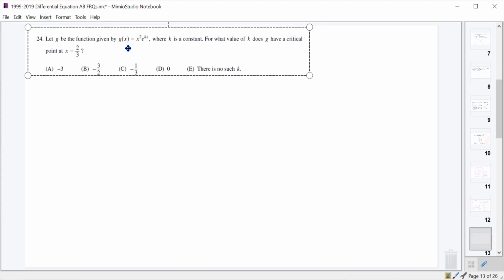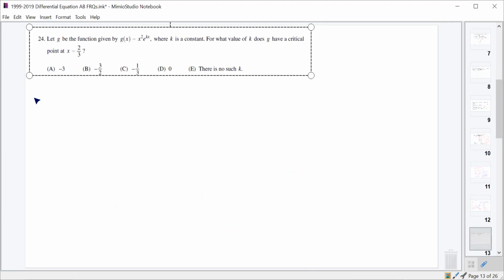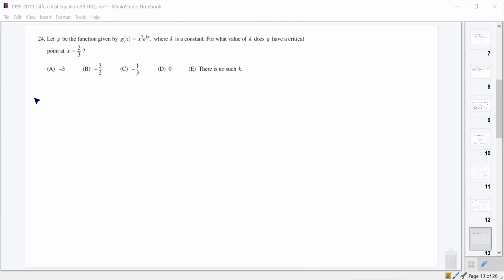So 24 says g is the function x squared e to the kx. K is a constant. We want to know for what constant k does g have a critical point when x is 2/3. So we're talking about finding a critical point of g. Only way to find a critical point of g is by finding g prime. So first thing we'll do is look for g prime of x. G prime of x ought to be using the product rule.